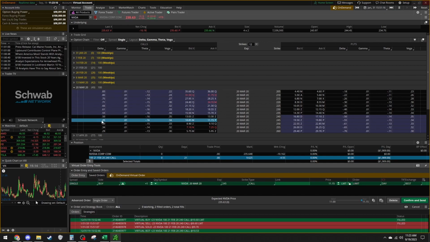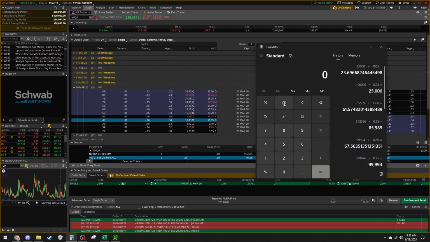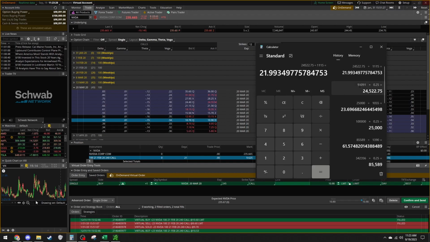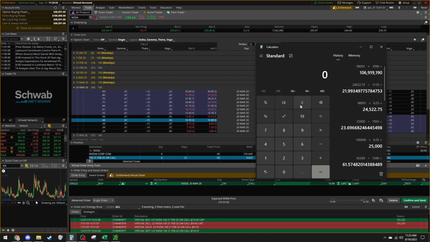I'm going to go buy the next one, 49 DTE, 45 delta. And I just have to recalculate the amount of risk. 25% divided by 11.15. Oh, it changed last second. We're buying at 10.90. Whoops, now my numbers are getting thrown off. Divided by 10.90, 22 contracts.